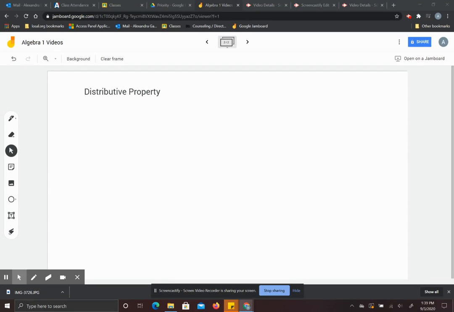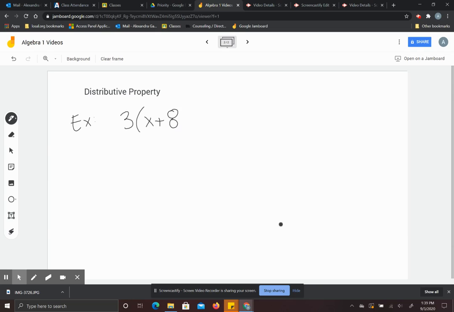So we're talking about the distributive property really quickly. It's basically multiplying when you have terms in parentheses. So if I have an example here where I have 3 times the quantity x plus 8, I'm saying I want to multiply 3 to x and then 3 to 8. So I'm going to go 3 times x and 3 times 8.